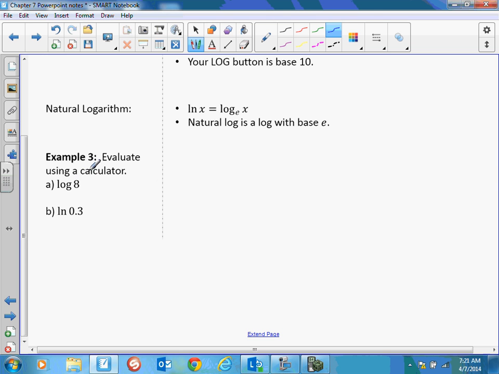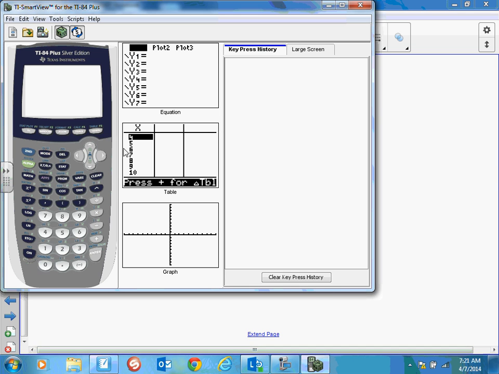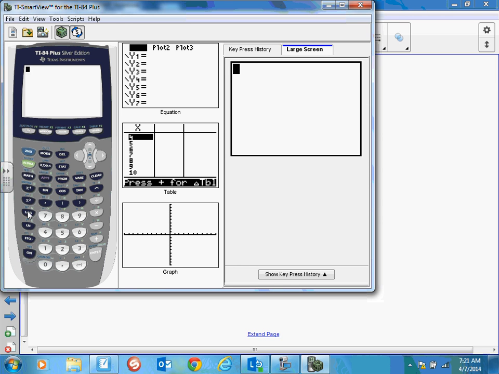So a lot of these you can just put straight in the calculator. For example, evaluate using the calculator log 8. You can just hit log 8. I don't know if you have to close the parentheses, but I will. Hit enter, and you get 0.903.